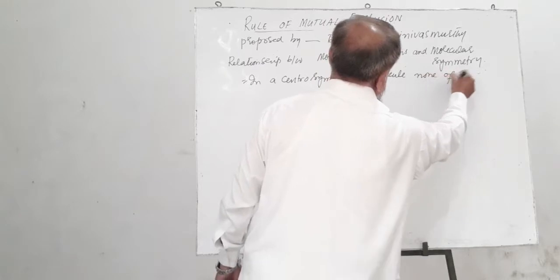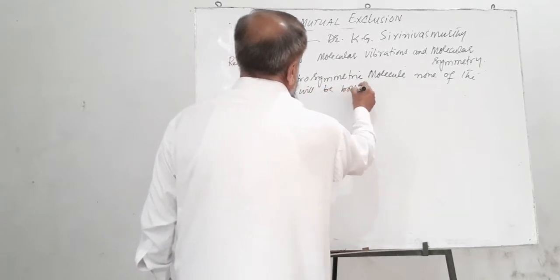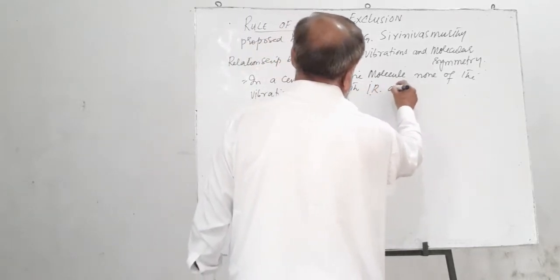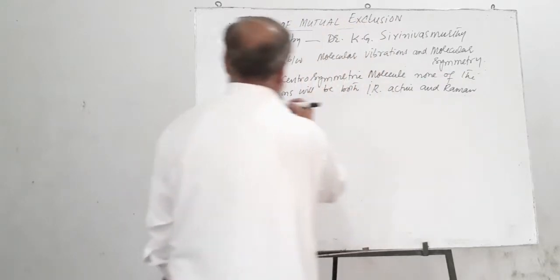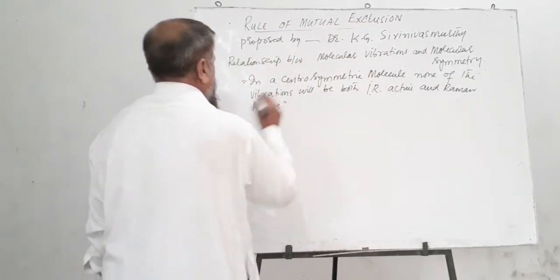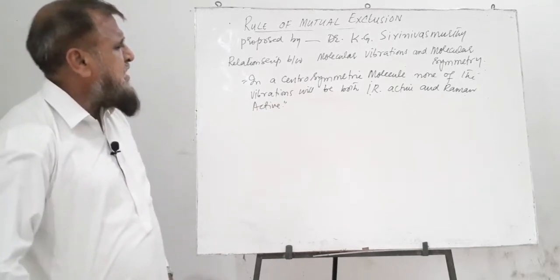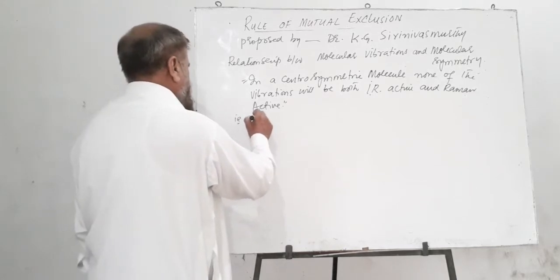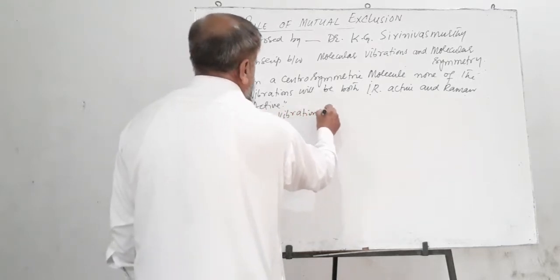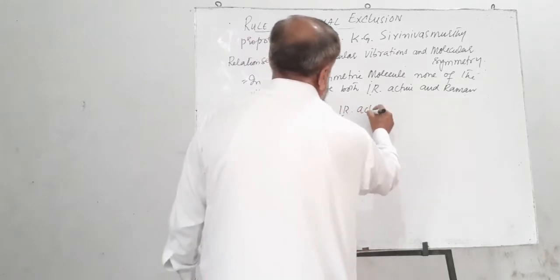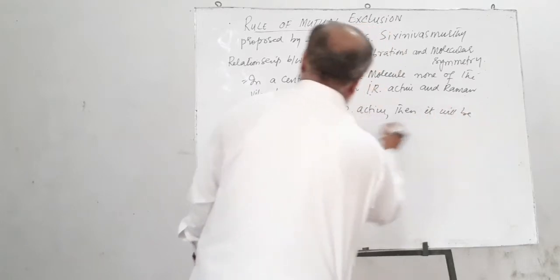none of the vibrations will be both IR active and Raman active. In a centrosymmetric molecule, none of the vibrations will be both IR active and Raman active. That is, it means that if a vibration is IR active, then it will be Raman inactive, and vice versa.